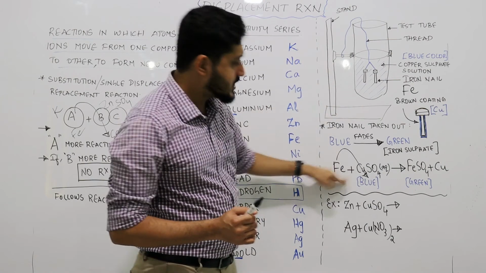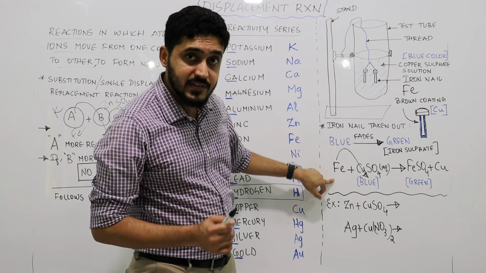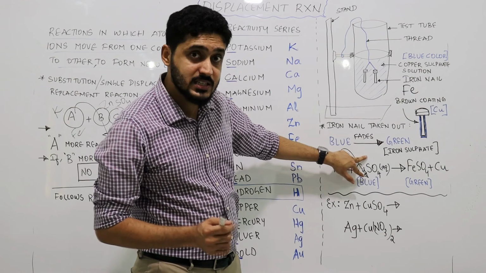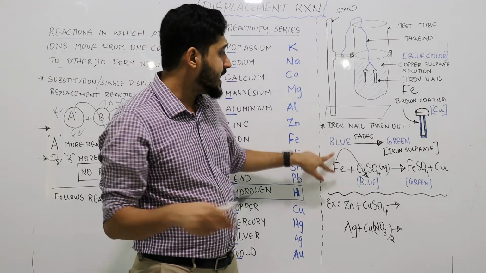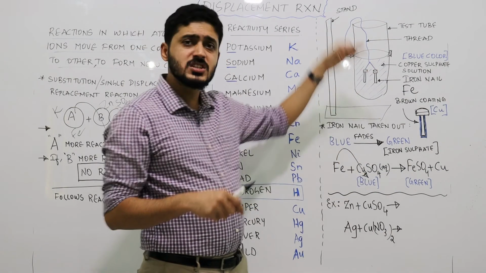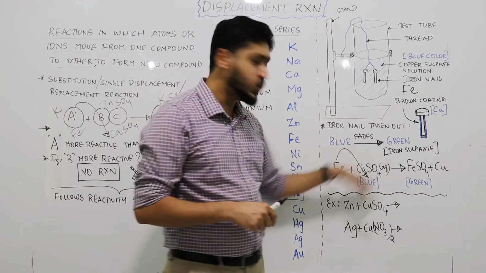So iron displaces copper. Copper is less reactive than iron. So copper sulfate is taken as the solution and iron is dipped in the solution. So blue will turn to green.